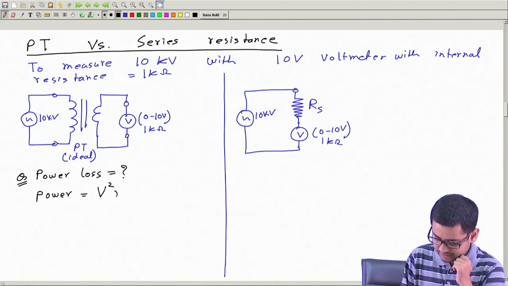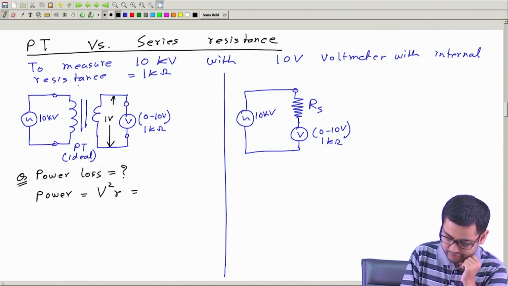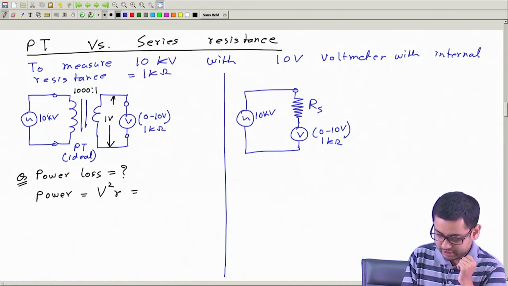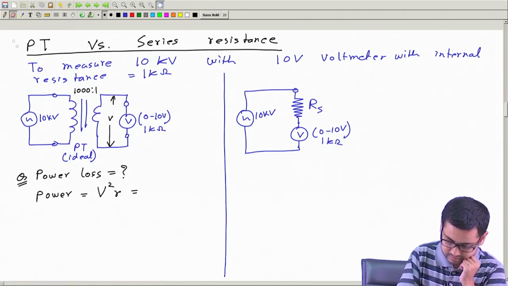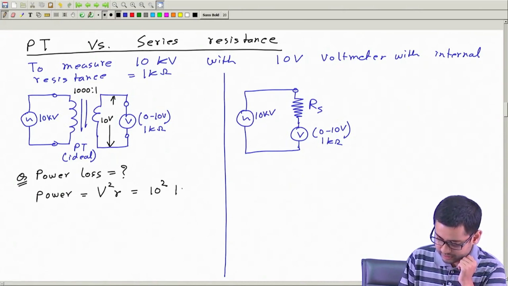The voltage across this voltmeter, and this voltage is 10 volt, because we have taken a 1000:1 PT. So if this is 10 kilovolt, this is 10 volt only. So we can write 10 square divided by 1000 ohm watt. So this is equal to 100 milliwatt.